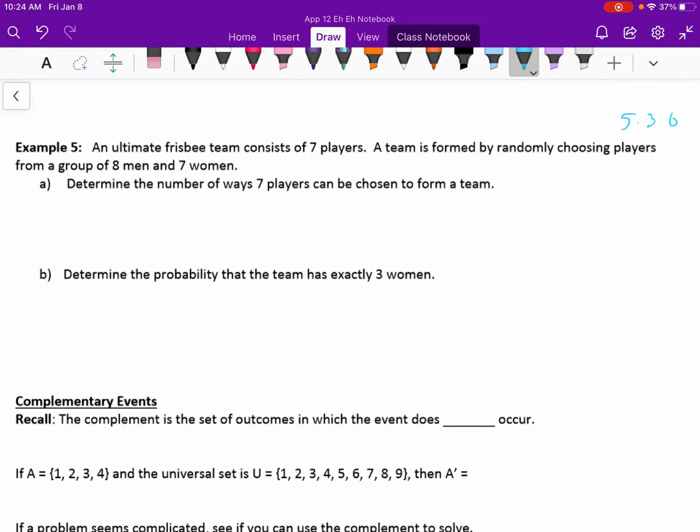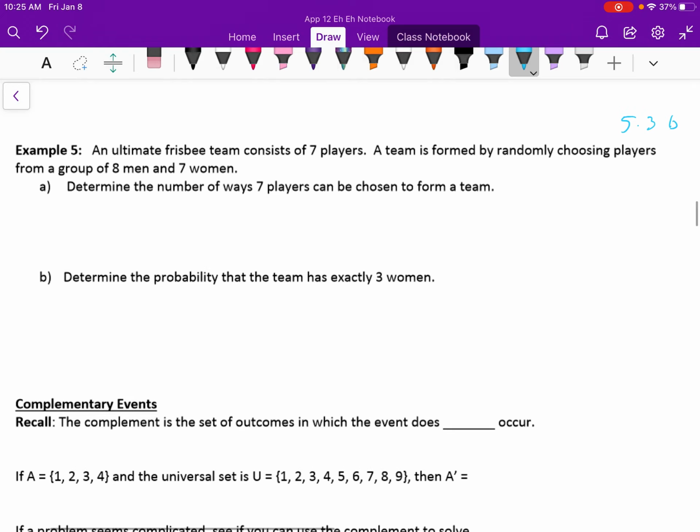All right, let's go for example 5. I skipped example 4. I'm going to leave it that way. So an ultimate Frisbee team consists of 7 players. A team is formed by randomly choosing players from a group of 8 men and 7 women. So we have to make a team of 7 players from 8 men and 7 women. Determine the number of ways that 7 players can be chosen from the team.